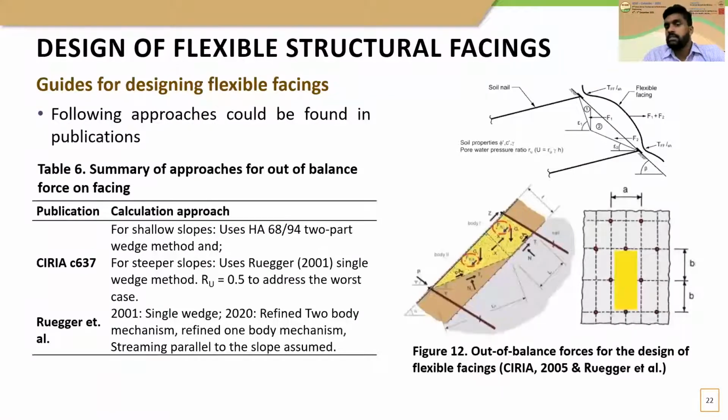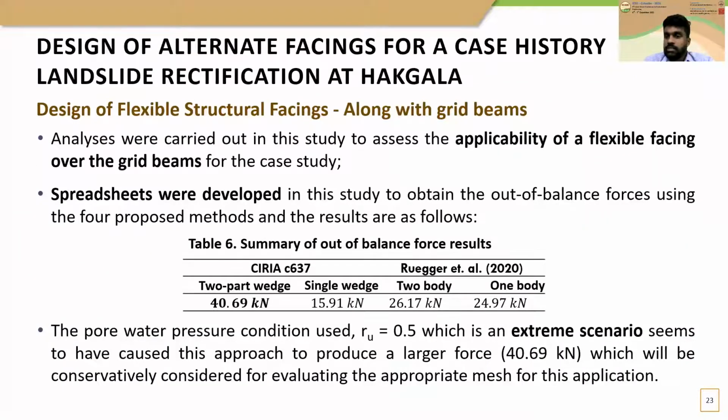Major publications available for flexible designs are the SIGMA report for soil nail design and the work done by Rüegger and others. SIGMA presents a two-part wedge failure mechanism method as well as a single wedge mechanism. Rüegger and others also present a more advanced two-body failure mechanism and one-body mechanism compared to the SIGMA, as seen in Figure 12. All four discussed methods were put into the case history to obtain force induced by local instabilities where grid beam facings have been constructed.